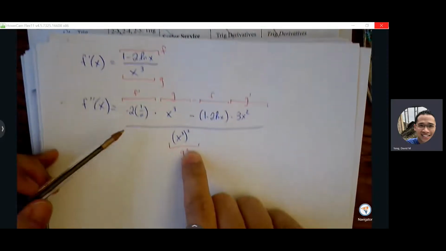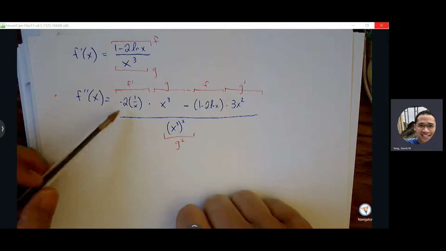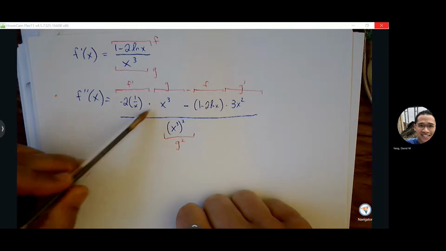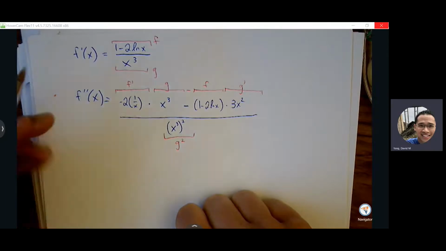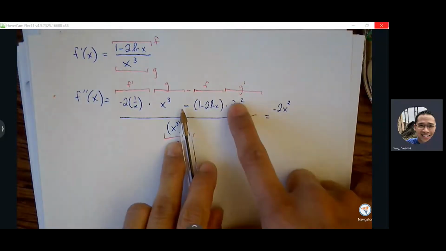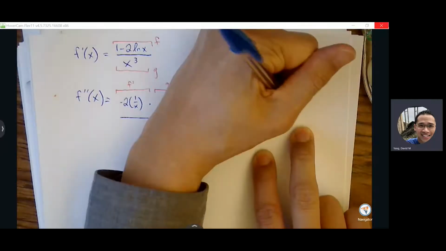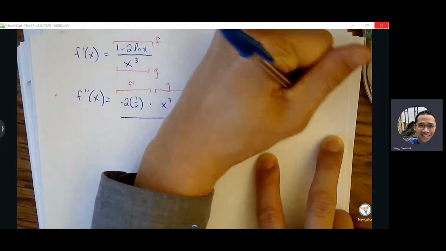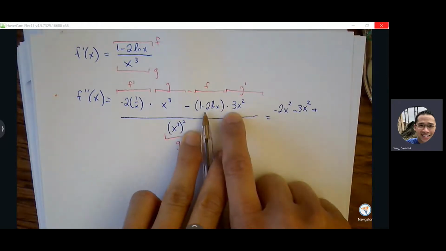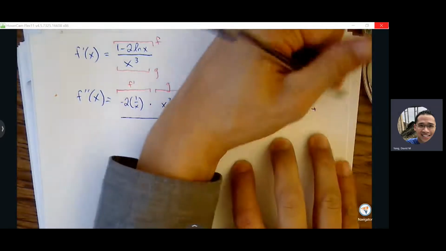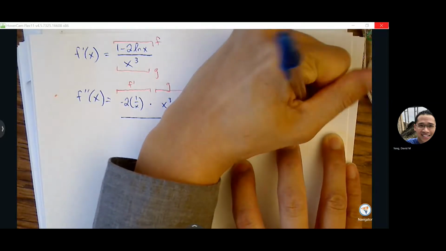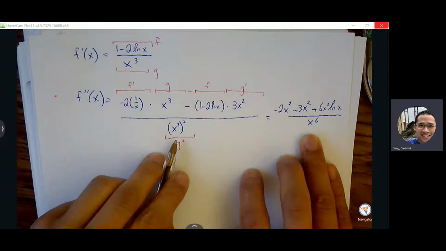All right, so now we just want to do a little bit of cleanup. Good so far? Okay, so this becomes negative 2 over x times x cubed. One of the x's goes away. We're left with just negative 2x squared. Distribute the negative 3x squared through the parentheses. Negative 3x squared times negative 2 natural log of x becomes positive 6x squared natural log of x. All over x to the 6th.